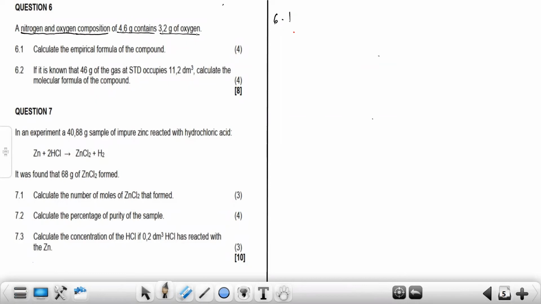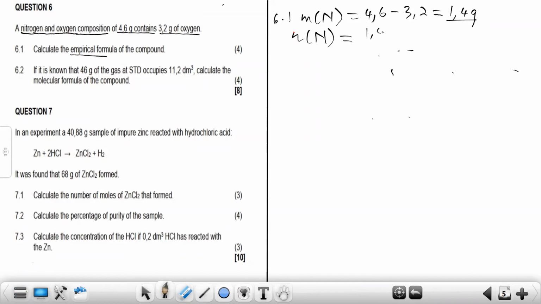So for me to do that, the mass of nitrogen is equal to the total, which is 4.6, minus 3.2. This will be equal to 1.4 grams. The reason for this is with empirical formula, I always work with mass and the number of moles. So I need to use this to get the number of moles of nitrogen. It will be 1.4 divided by the molar mass, which is 14. This will be equal to 0.1 mole.